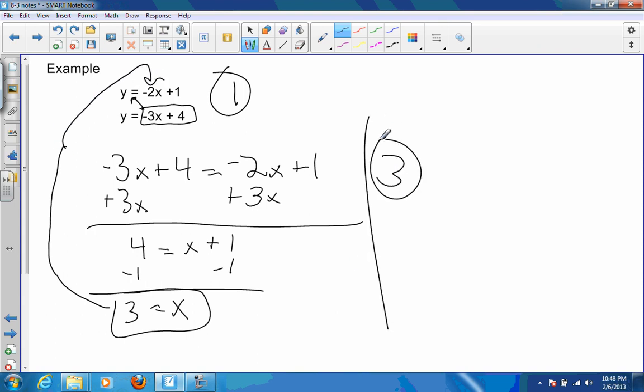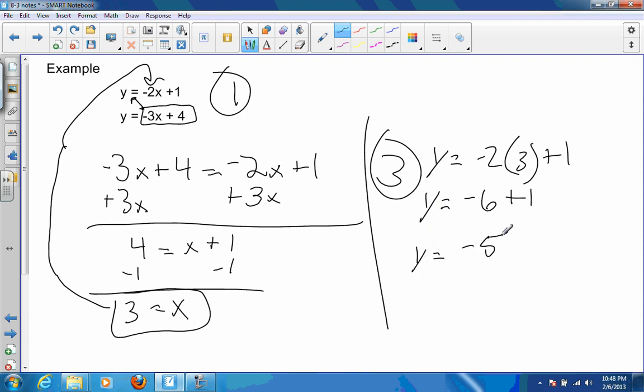Step 3, I have y is equal to negative 2 times that 3 that we got for x before, plus 1. So y is equal to negative 6 plus 1, and we get y is equal to negative 5. So my solution for this system of equations is 3 comma negative 5. That's where those two lines intersect.